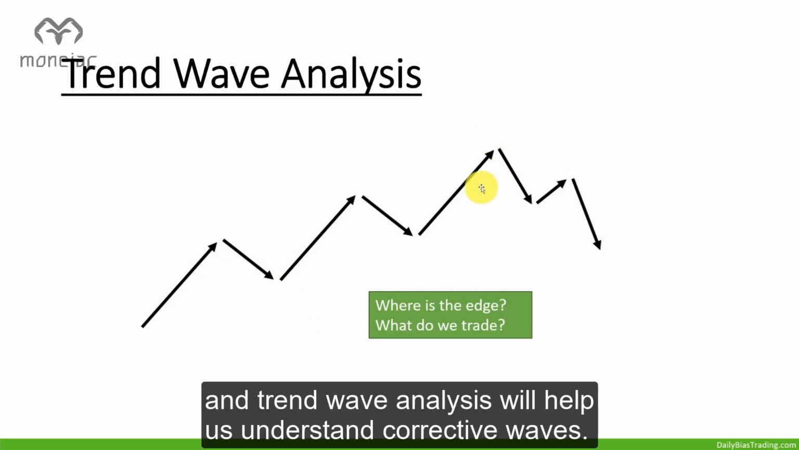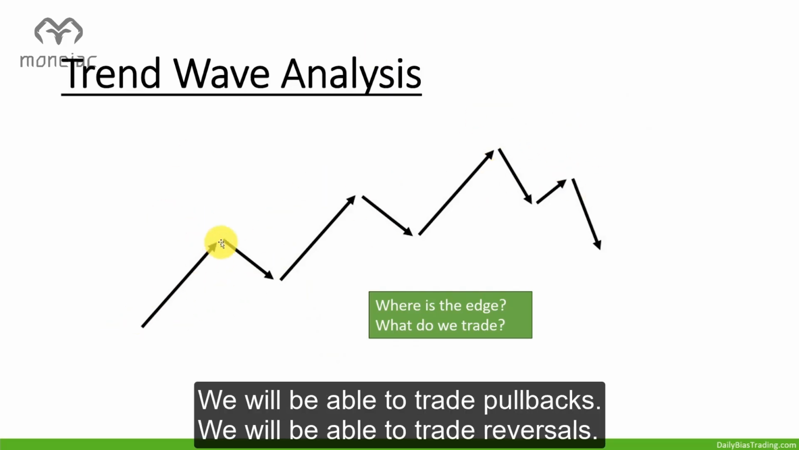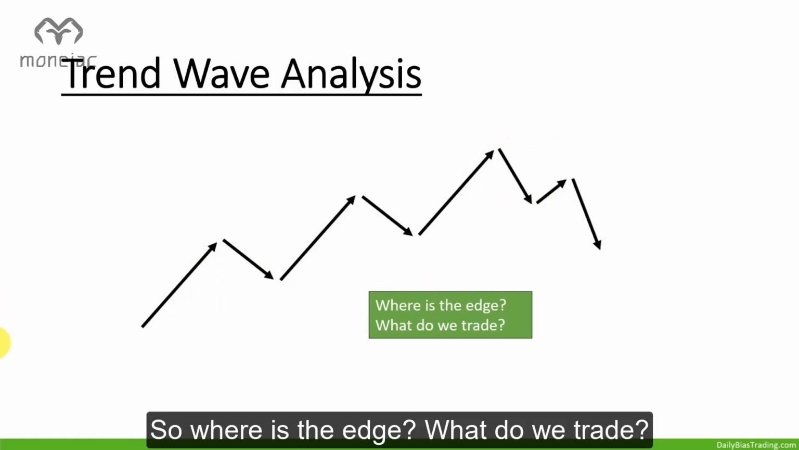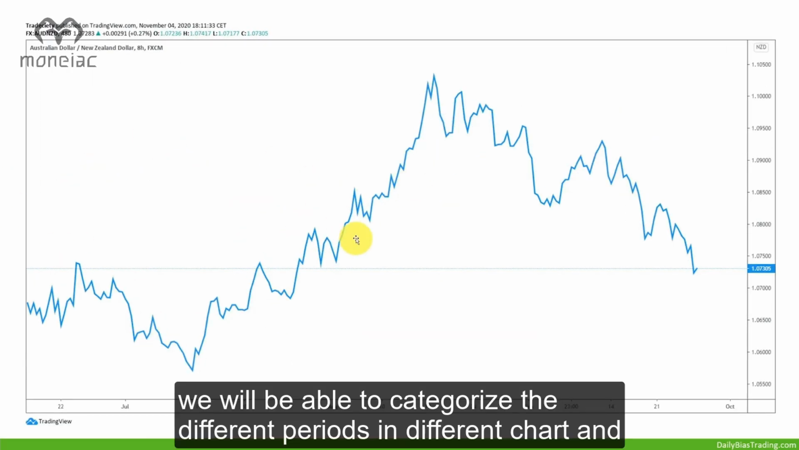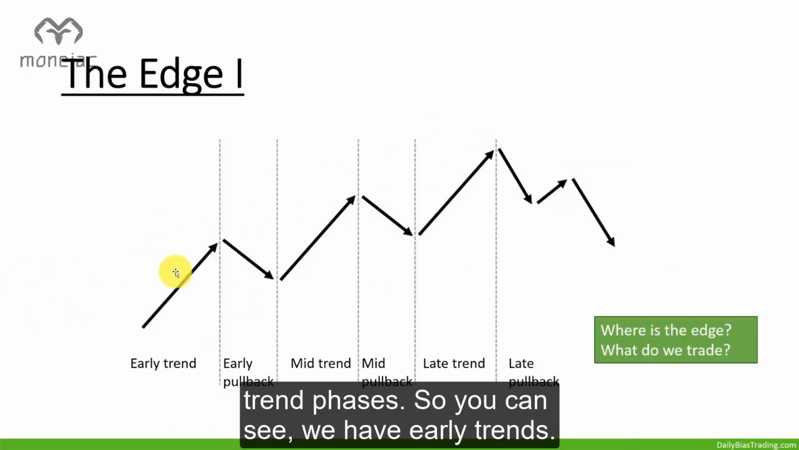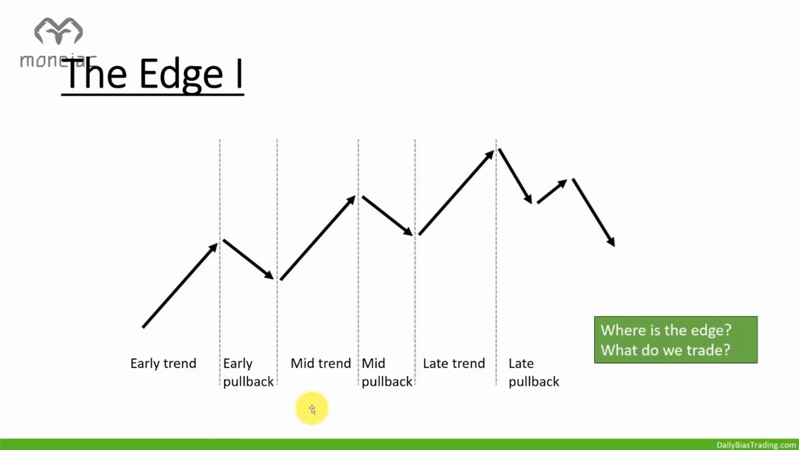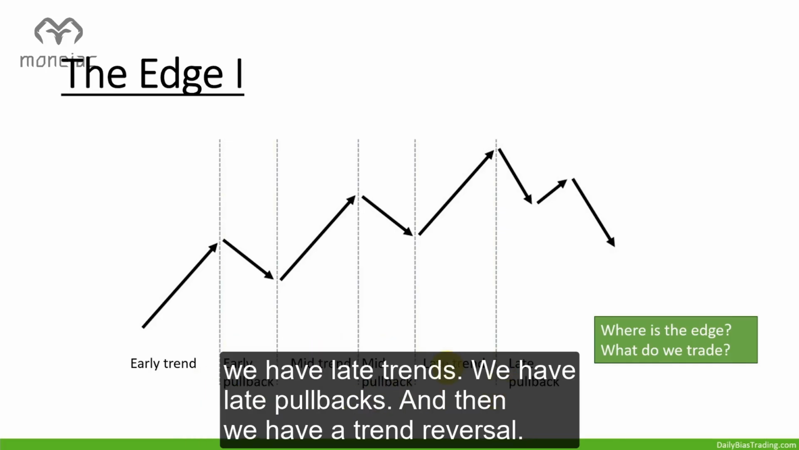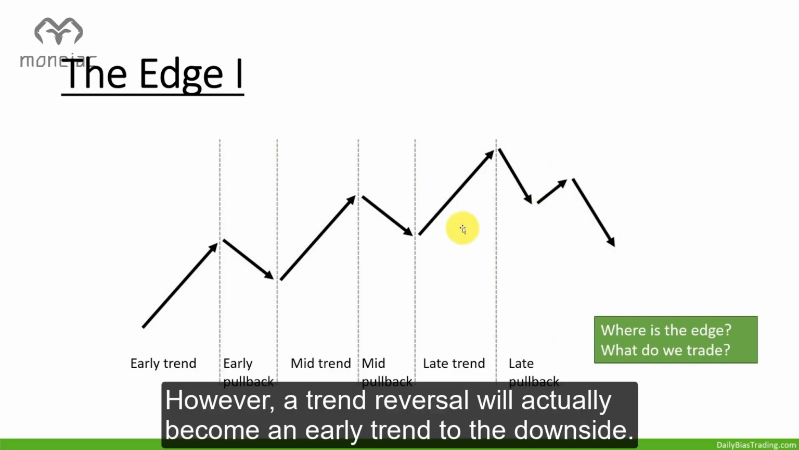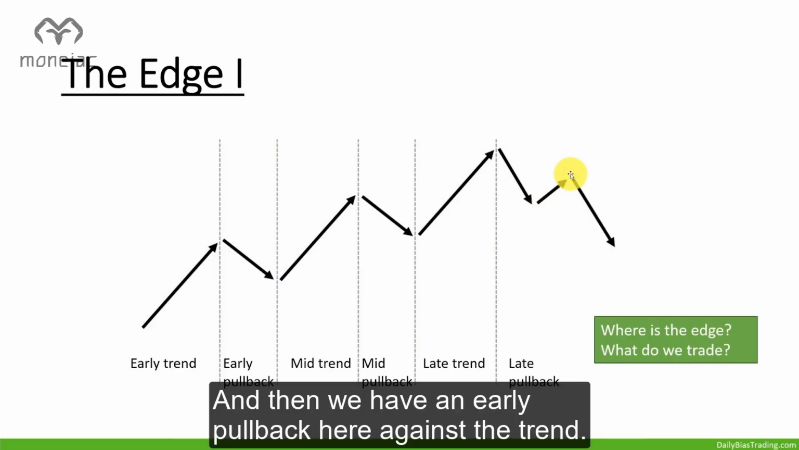And trend wave analysis will help us understand corrective waves. We will be able to trade pullbacks. We will be able to trade reversals. So where is the edge? What do we trade? When we go back to any of our other charts, we were able to categorize the different periods in different chart and trend phases. So you can see we have early trends, we have early pullbacks, we have mid trends, we have mid pullbacks, we have late trends, we have late pullbacks, and then we have a trend reversal. However, a trend reversal will actually become an early trend to the downside. And then we have an early pullback here against the trend.